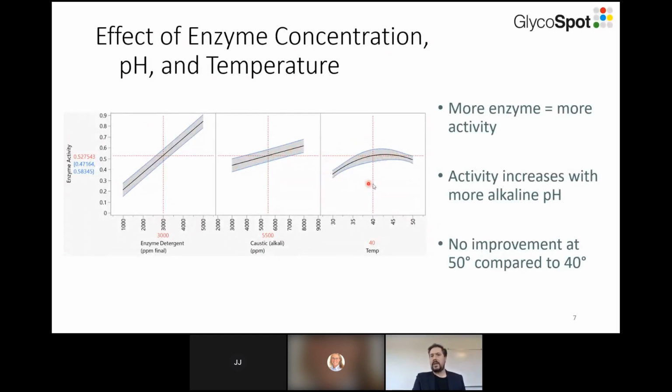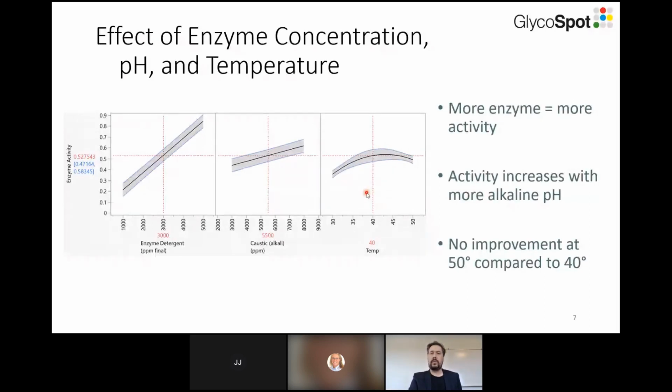However, what's a bit interesting is that for this particular example, for the temperature, there was an increase in enzyme activity moving from, say, 30 degrees up to 40 degrees. However, when the assay was moved from 40 degrees to 50 degrees, there was no further increase in the strength of the enzymatic activity. And so in this sense, potentially you could save energy by running the reactions at a lower temperature, say below 40 degrees.